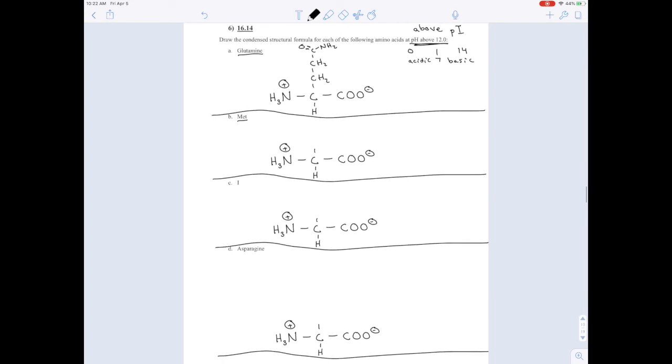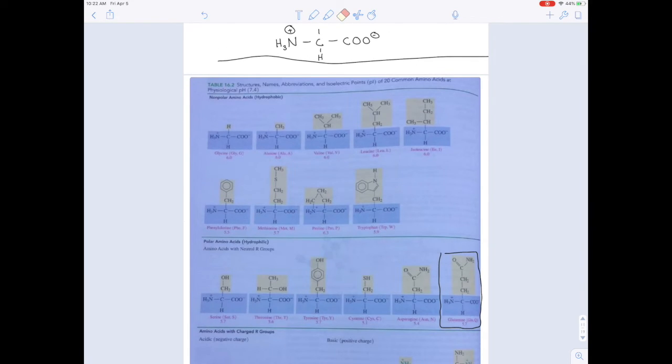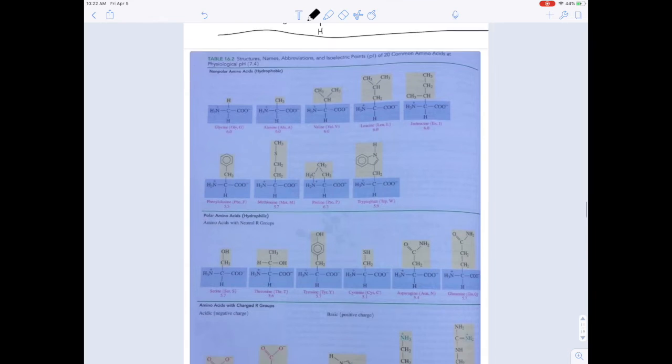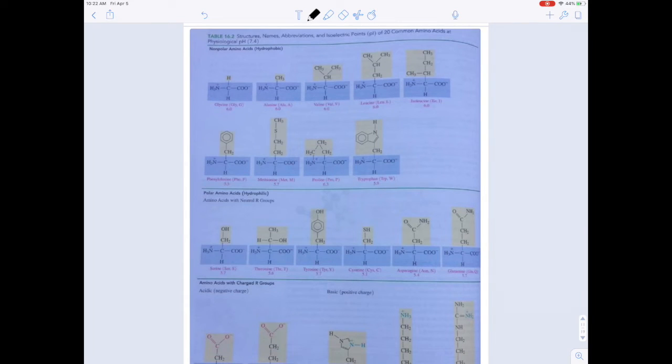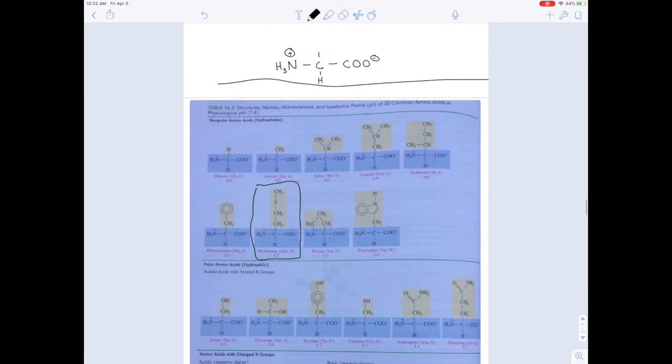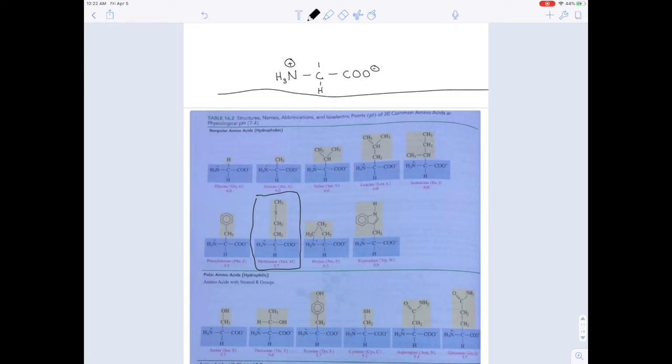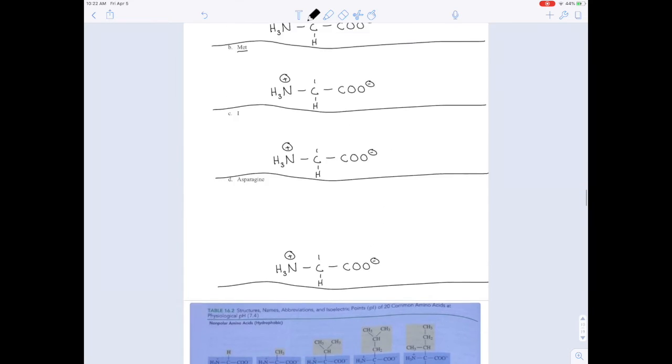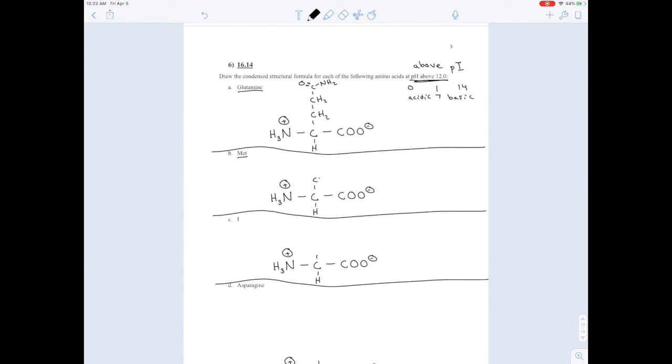MET, that's one of the 3-letter abbreviations. That's the abbreviation for methionine, which is on this table here. So that's a nonpolar and hydrophobic amino acid. So the R group is CH2, CH2, S, CH3. So CH2, CH2, S, and just for room, I'll go to the right here, CH3.